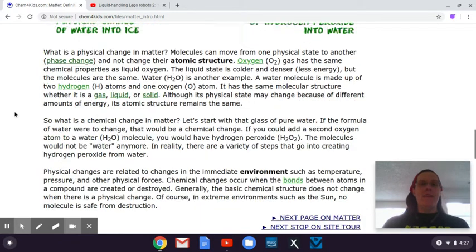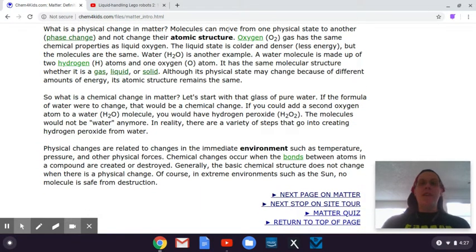What is a physical change in matter? Molecules can move from one physical state to another, a phase change, and not change their atomic structure. Oxygen gas has the same chemical properties as liquid oxygen. The liquid state is colder and denser, which means less energy, but the two molecules are the same. Water is another example. A water molecule is made up of 2 hydrogen atoms and 1 oxygen atom. We looked at that last week.